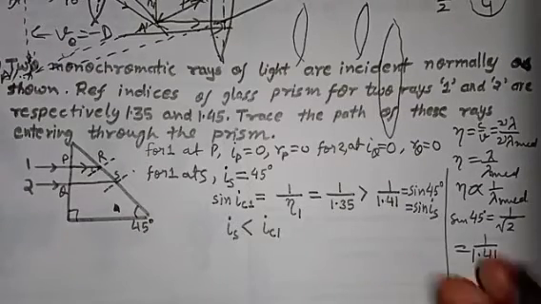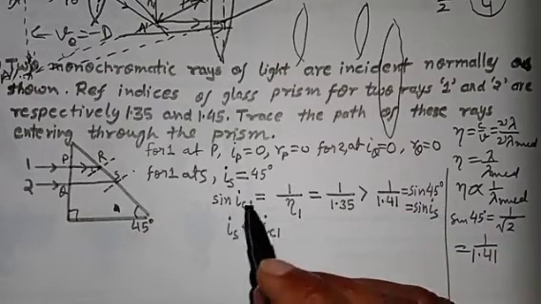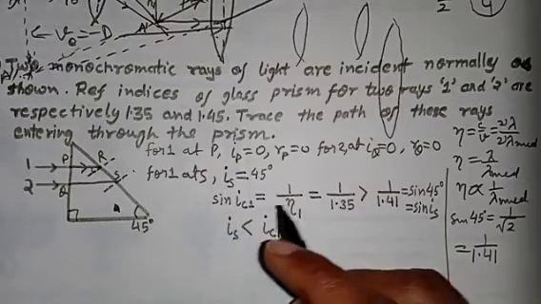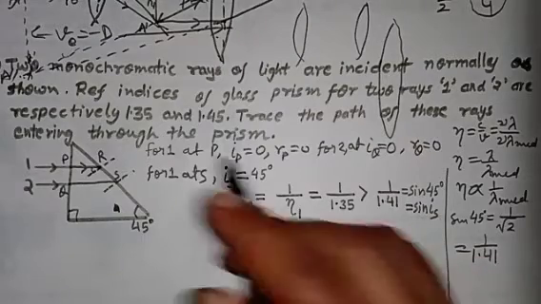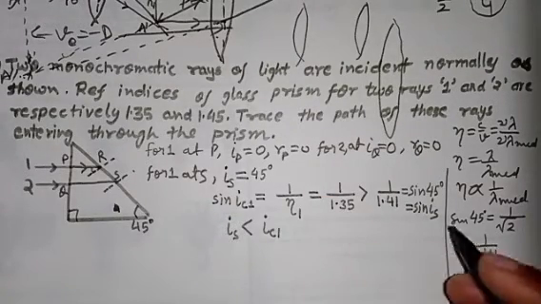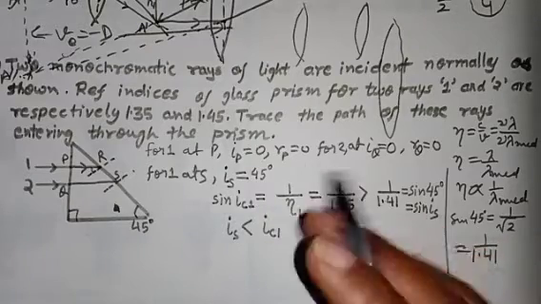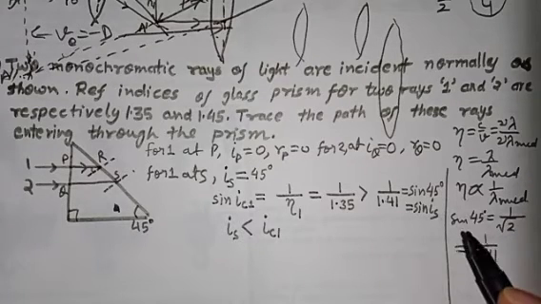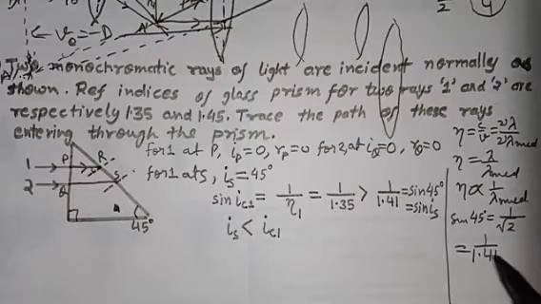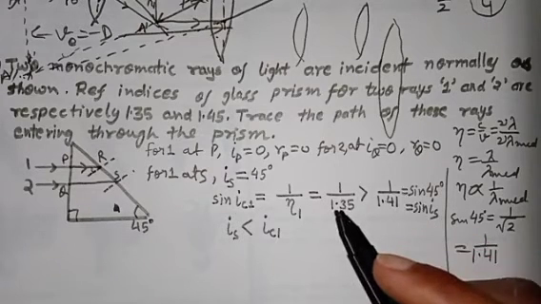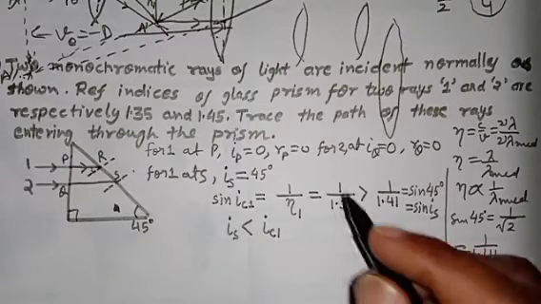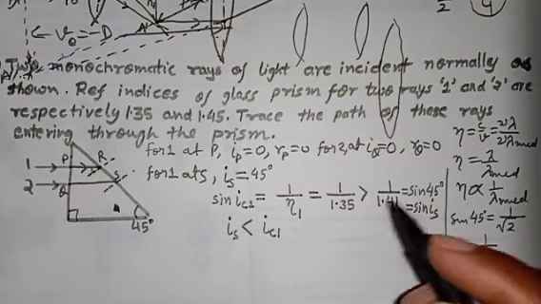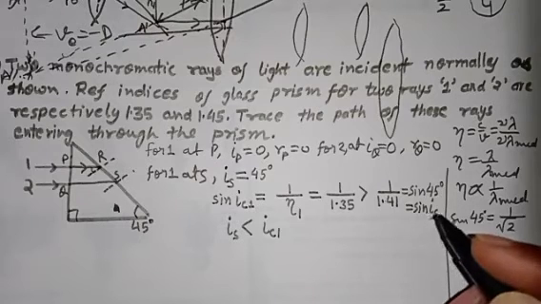How did I obtain this? I just used that expression for critical angle. Sin IC is 1 upon eta, and I have put that value. And now, because I know the angle of incidence is 45 degrees, I took sin 45, put its value, and compared it with this. I found that this value is greater than this value. So this value is of sin IC1 and this value is of sin 45, which is sin IS.